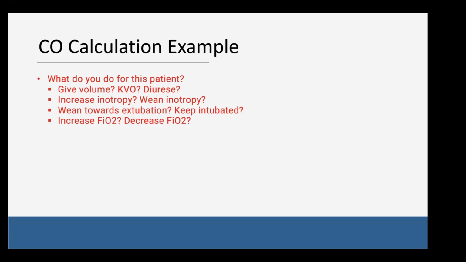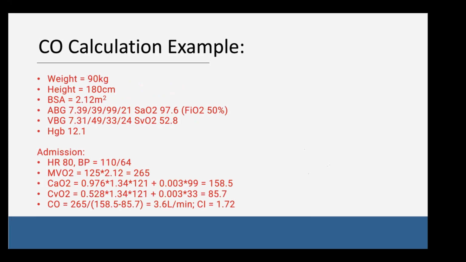Yes. Can we go back to the slide before, just to make sure that everybody is happy with the numbers that you have here?